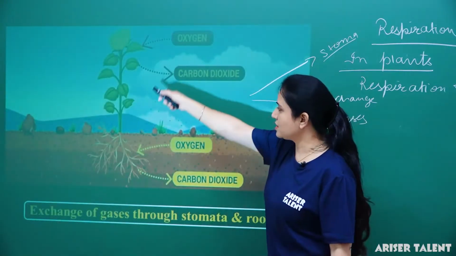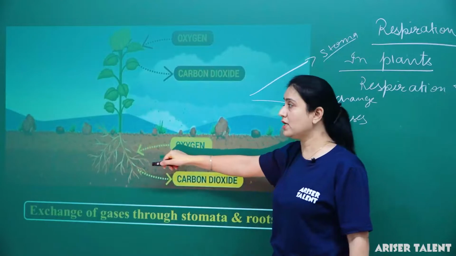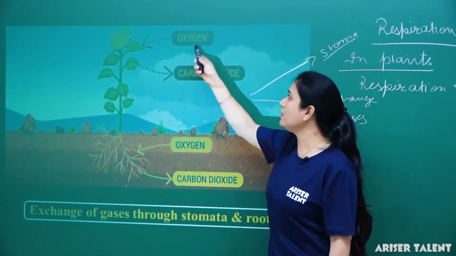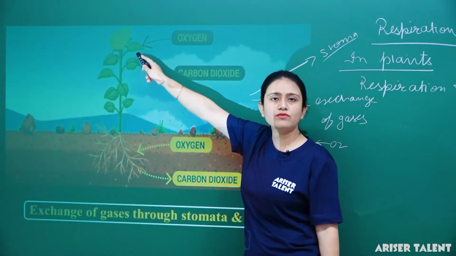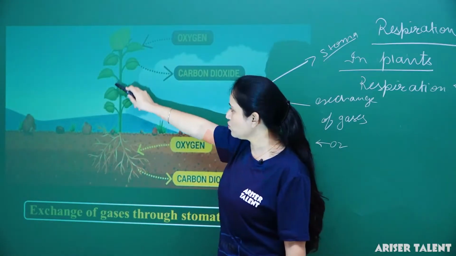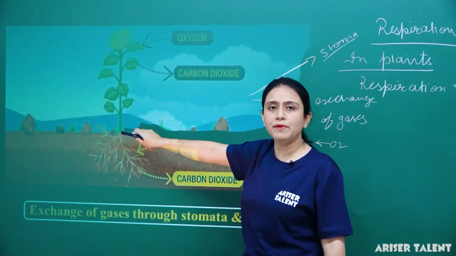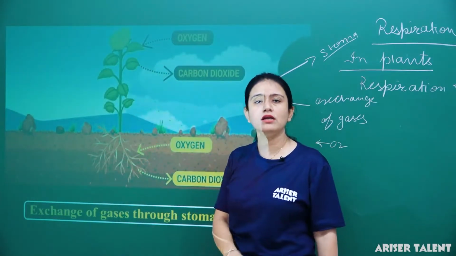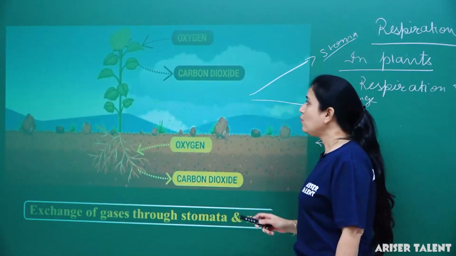Intercellular spaces are present in the complete plant parts. Okay, so what happens when the oxygen enters the leaf through the stomata by the process of diffusion, it goes to all parts of the plant by the intercellular spaces.